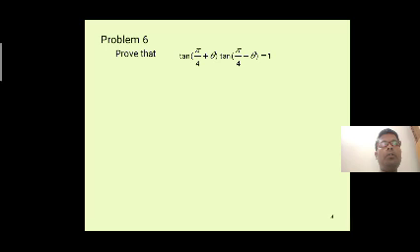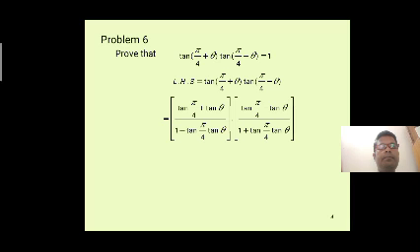Now we go to problem number 6. Prove that tan of (pi by 4 plus theta) into tan of (pi by 4 minus theta) equals 1. In the LHS part, we take tan of (pi by 4 plus theta) into tan of (pi by 4 minus theta). Now apply the formula tan of A plus B. Here A is pi by 4 and B is theta. Now we have to take the tan of A plus B formula.